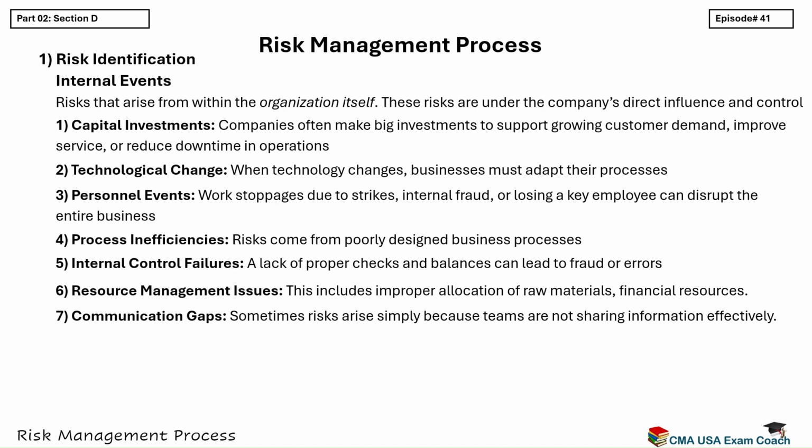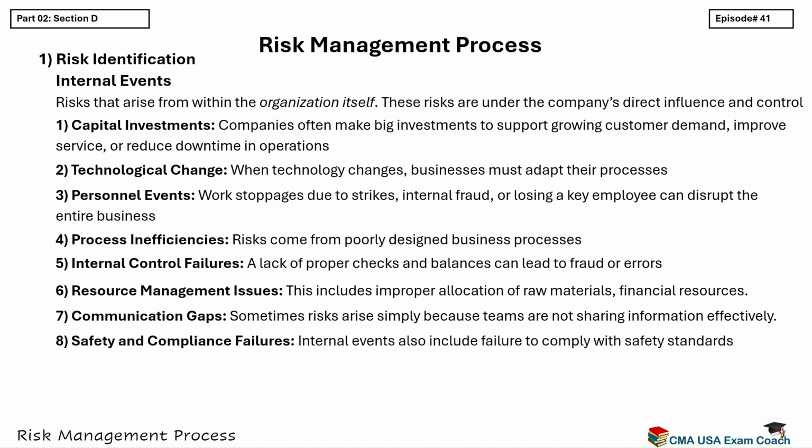For example, if the sales team fails to communicate a sudden increase in orders to the production team, the company might fail to deliver on time, hurting customer satisfaction. 8. Safety and compliance failures. Internal events also include failure to comply with safety standards. For example, ignoring workplace safety can lead to accidents, employee injury, and even lawsuits.